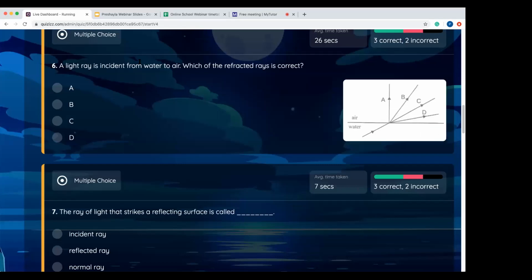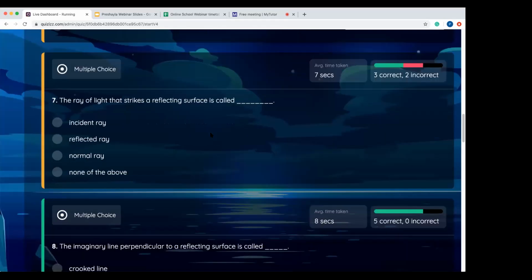Okay, a light ray is incident from water to air. Which of the refracted rays is correct? So you go in to the boundary and go from water to air. So it's going from a more dense to a less dense medium, so it gets faster, so it bends away from the normal, and that would be D.